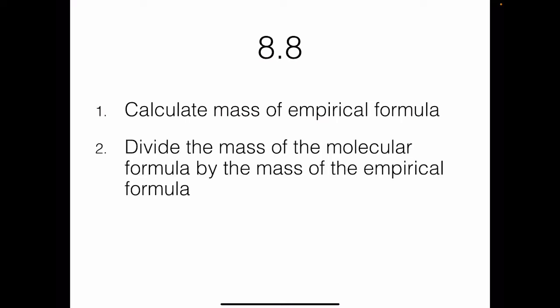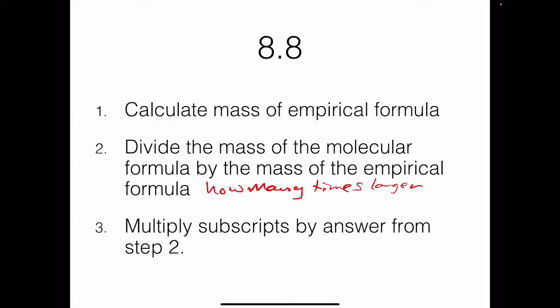Then you want to divide the mass of the molecular formula by the mass of the empirical formula, and this just answers the question, how many times larger are we looking at? And then once we figure out how many times larger the molecular formula is than the empirical formula, then we multiply the subscripts by that answer.